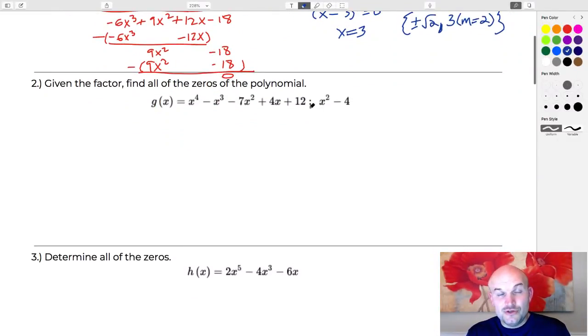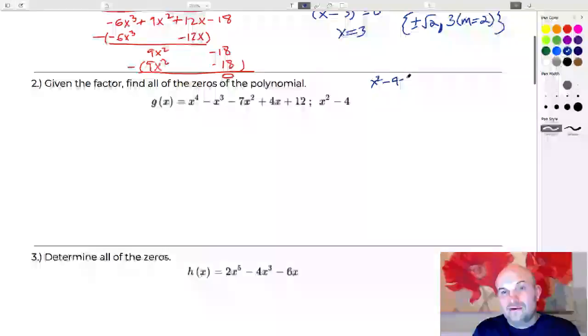Now this next one, you could do long division, and a lot of the students did do long division. However, I like synthetic division, and since I already did one in long division, I'm going to do one in synthetic division. So if I'm given the factor x squared minus 4, all I need to do to find the zeros is just set this equal to 0.